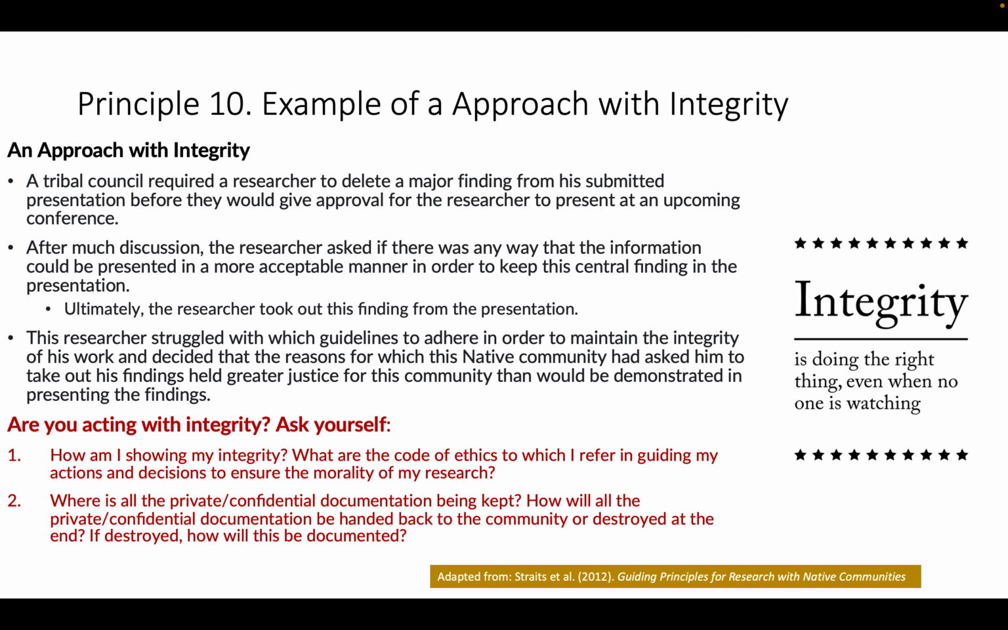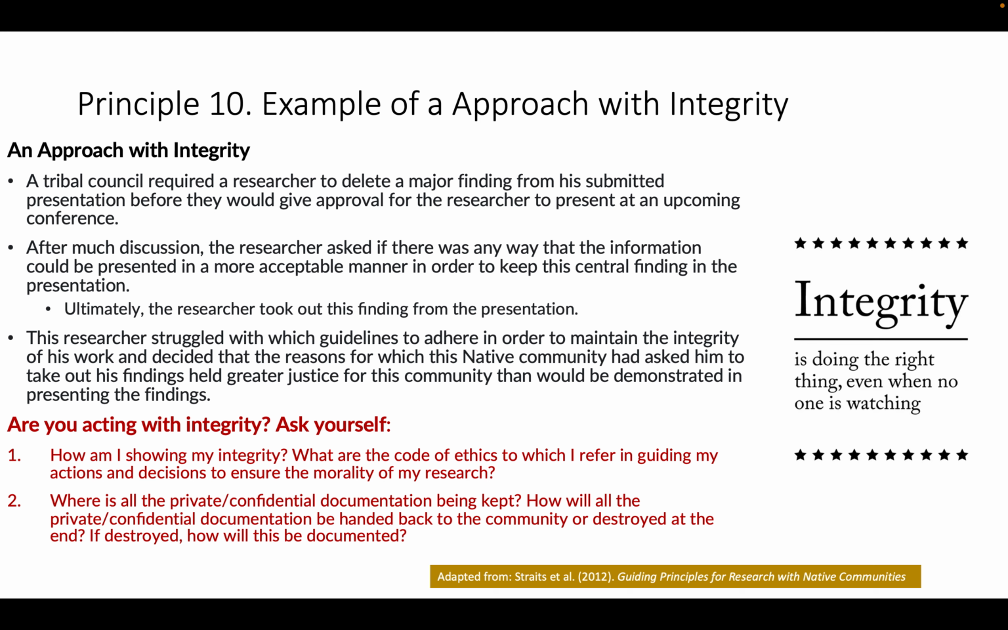This researcher struggled with which guidelines to adhere to in order to maintain the integrity of his work, and decided that the reasons for which this Native community had asked him to take out his findings held greater justice for this community than would be demonstrated in presenting the findings.